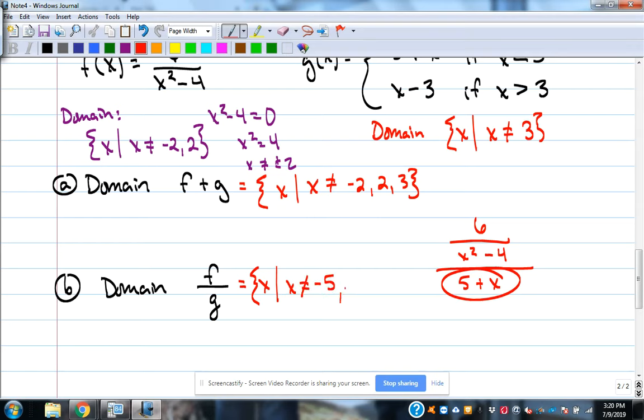We already knew that x couldn't be -2 or +2 because of the domain of the original function, and then 3. Turns out 3 also comes up if you did the 6 over x squared minus 4 divided by x minus 3. When you set that part equal to 0 and solve it, you also get 3. So we already had that one. So the domain is all the x's except for these 4 here.